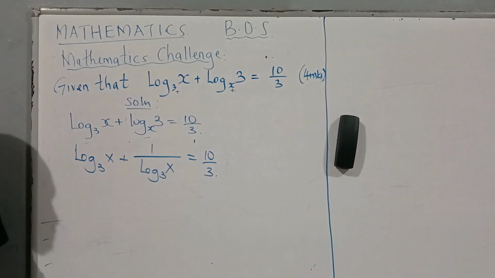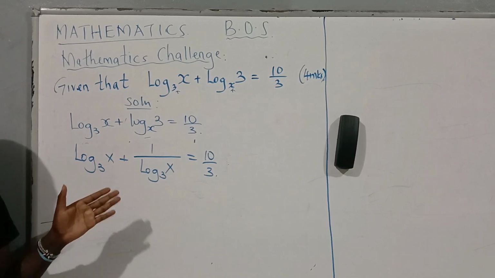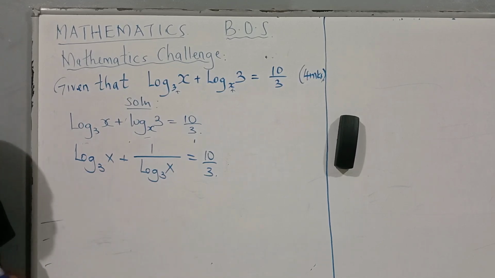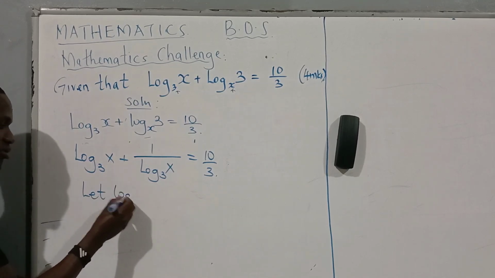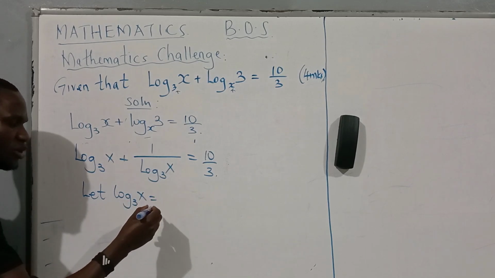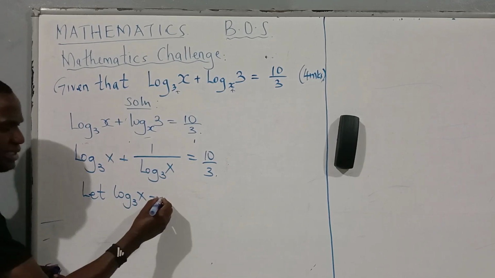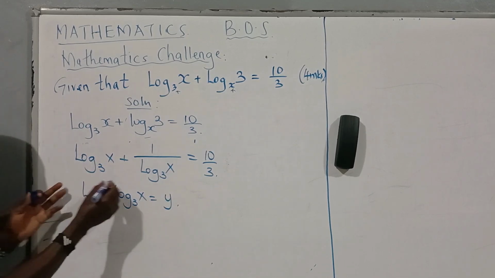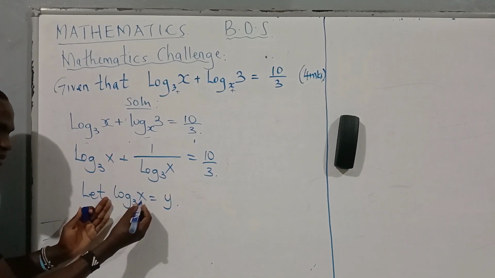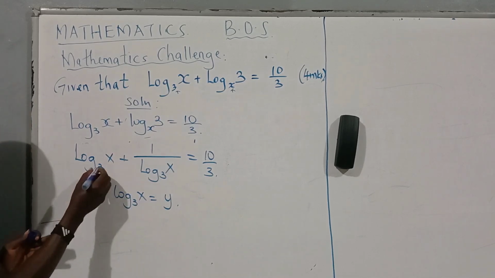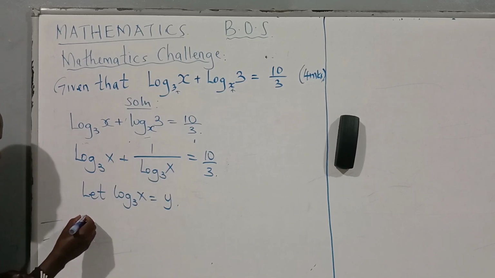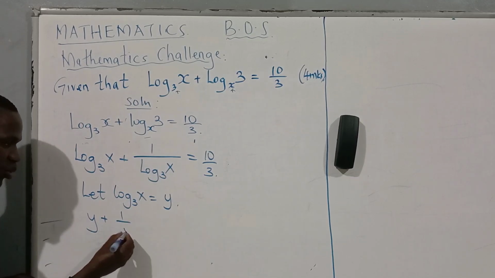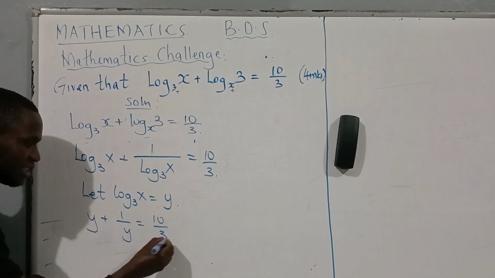Now, after doing that, what we are going to do next is introduce another number, like a constant. I can say let log of x base 3 be equal to y. So anywhere we have log of x base 3, substitute it with y. So this will be y, and even this one is going to be y. So this one will be y plus 1 over y is equal to 10 over 3.